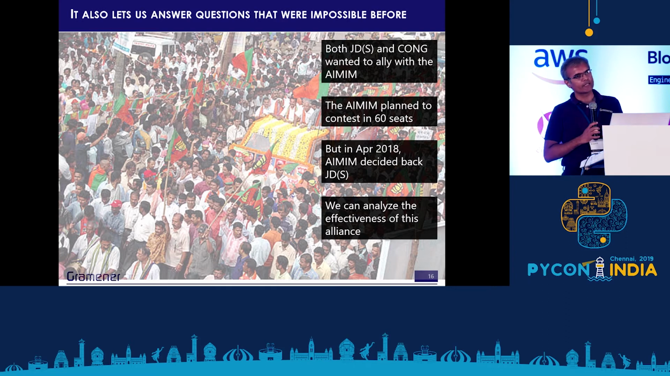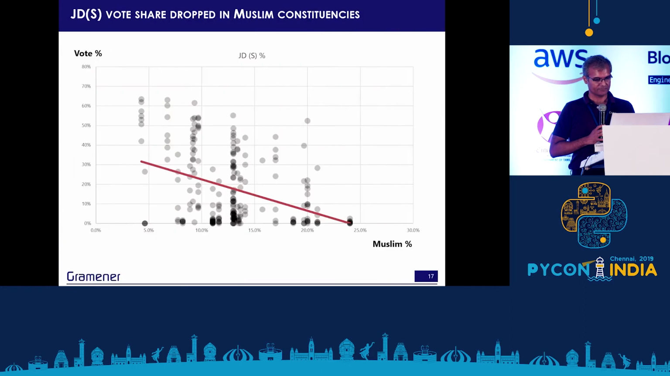And in April 2018, AIMIM decided that they would not be directly contesting in the elections, but instead would be supporting Janata Dal. Now, we have the results of the elections by constituency. We know the voter population by constituency. Let us see what happened to Janata Dal.